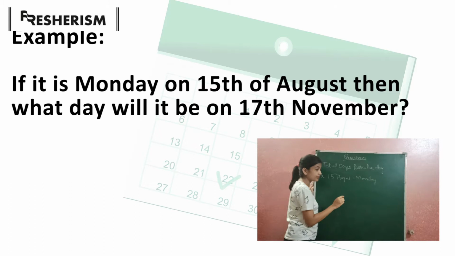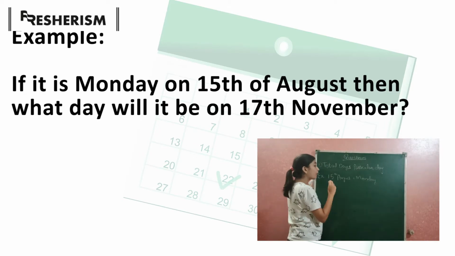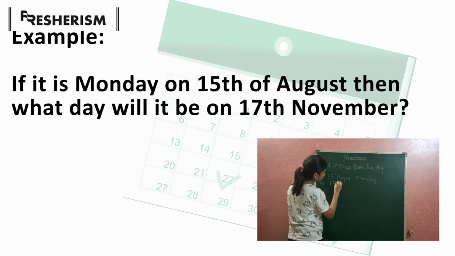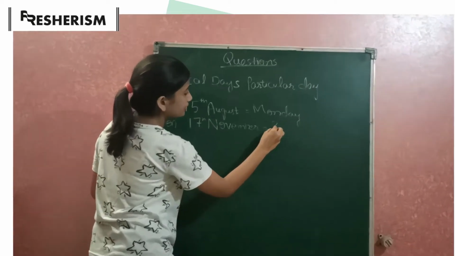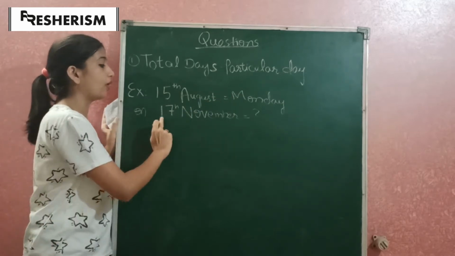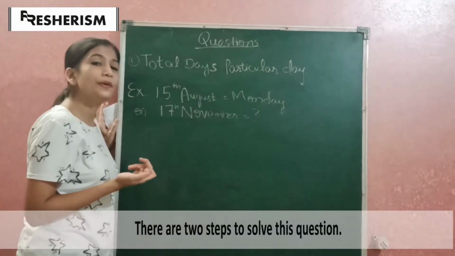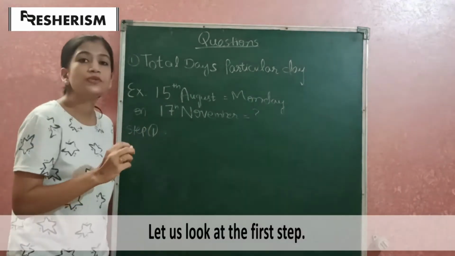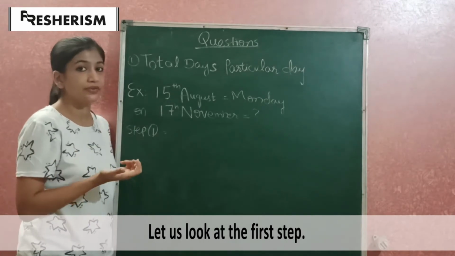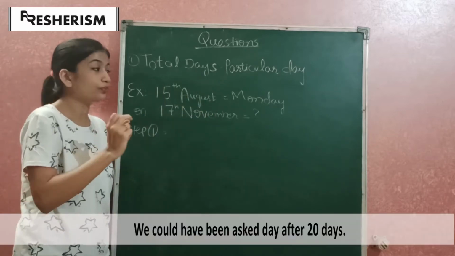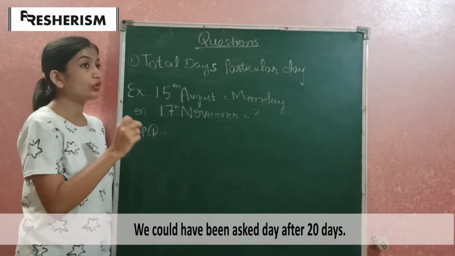Now the question in this type is, what will be the day on 17th of November of the same particular year? 15th August is Monday. What will be the day on 17th of November? There are basically two steps in this process. Step 1. If the number of days before or after is given, suppose 15th August is Monday, you have to find the day after 20 days. So 20 days is given.